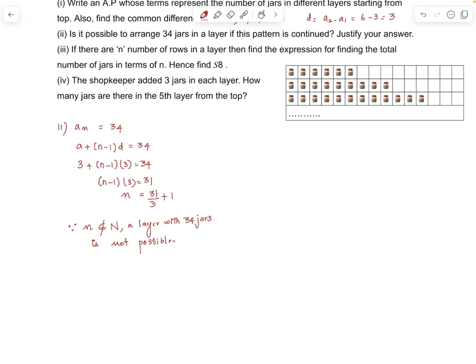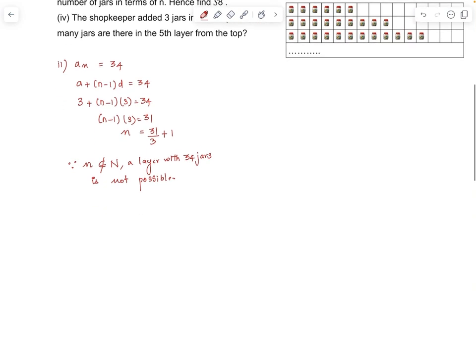Question 3. If there are n number of rows in a layer, then find the expression for finding the total number of jars in terms of n. Hence, find S8. Sn gives the total number of jars, which is equal to n by 2 times 2a plus n minus 1 times d. Here we know a and d. a is 3 plus n minus 1 times d is also 3.